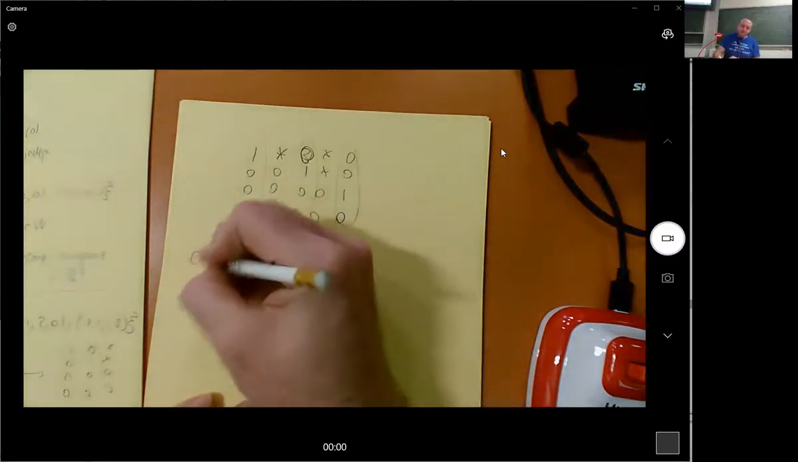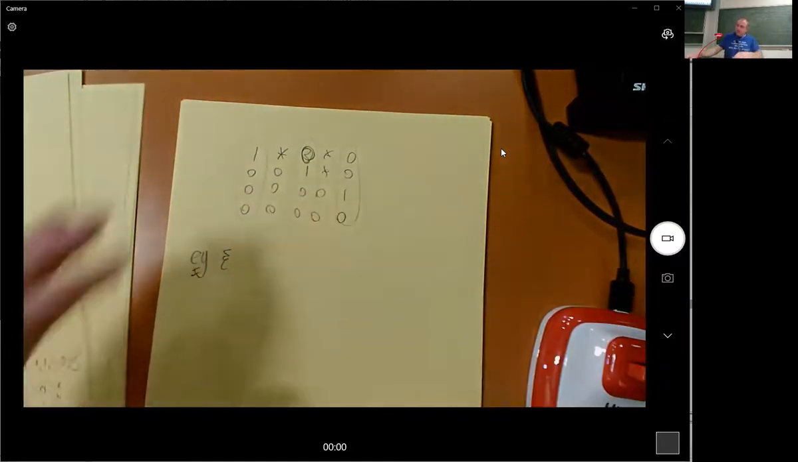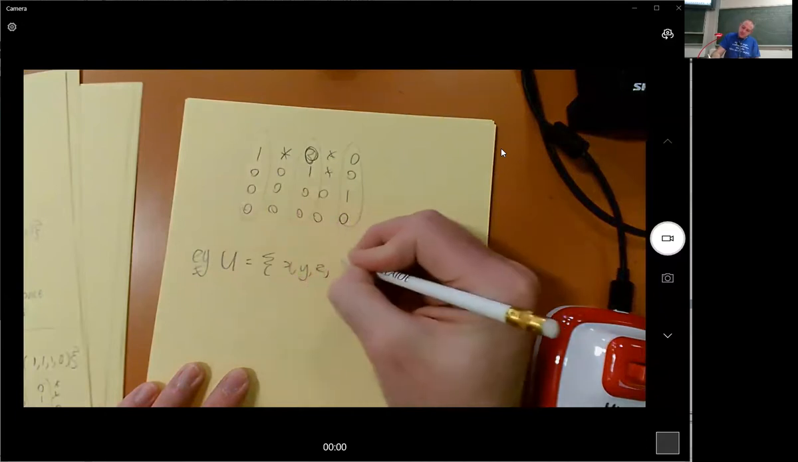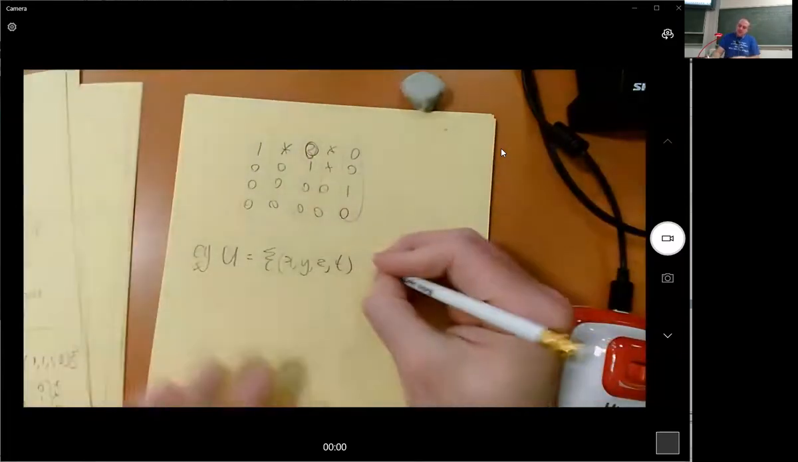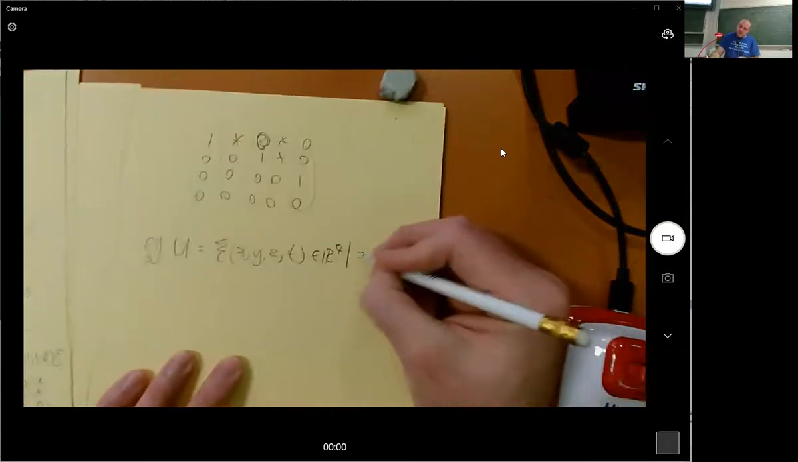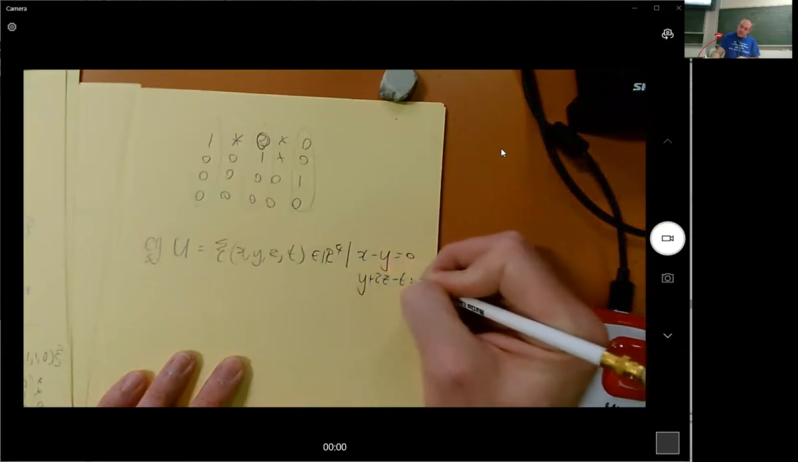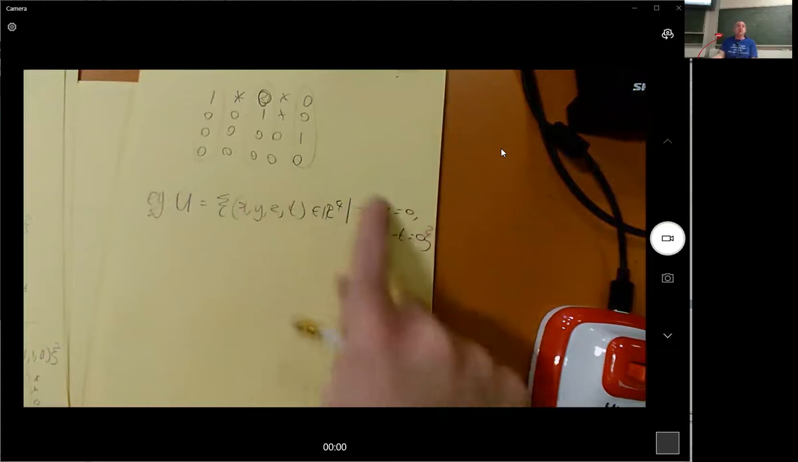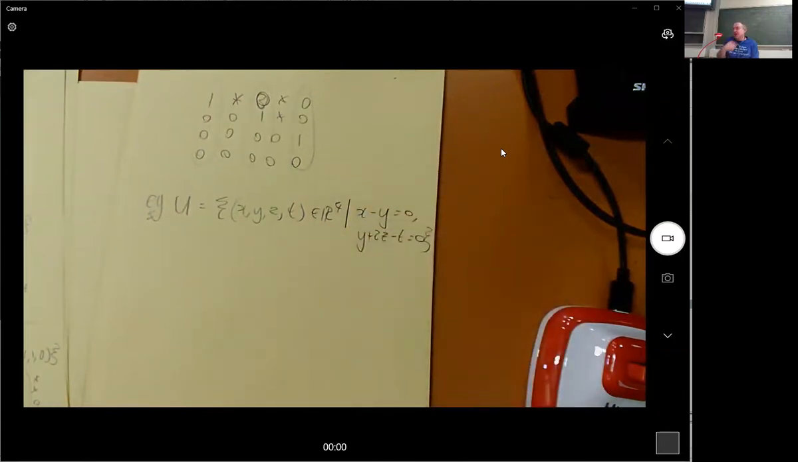So here's my second example. I shall call it capital U because I'm sick of using W's today. It is the set of X, Y, Z, T in R4 such that X minus Y is 0 and Y plus 2Z minus T is also 0. This set is of the type of object with a rule to satisfy. I'm sure there's a word for this, but I can't be bothered looking it up.